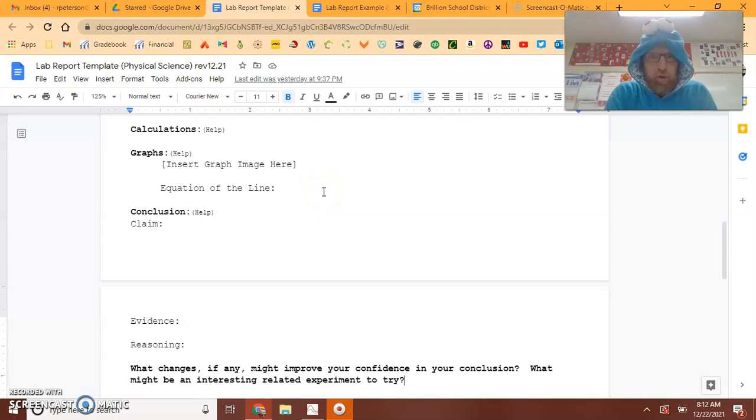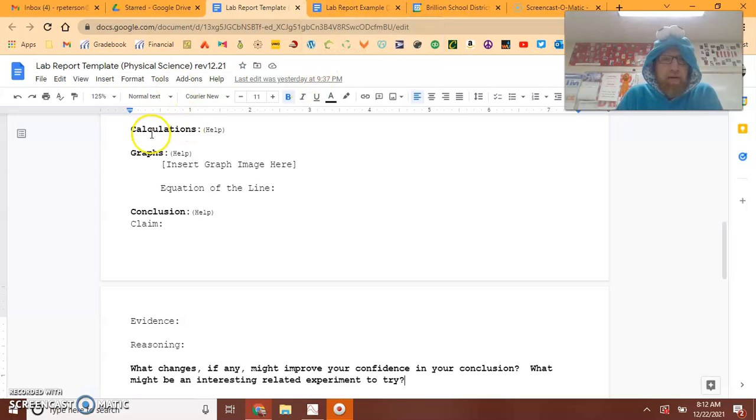C is for calculation. Also cookie. So on your calculation section, you won't have to use this section in every lab report we do. There are some labs we do in which there isn't a calculation that's important. I made up one in this lab in order to show you how to do it.